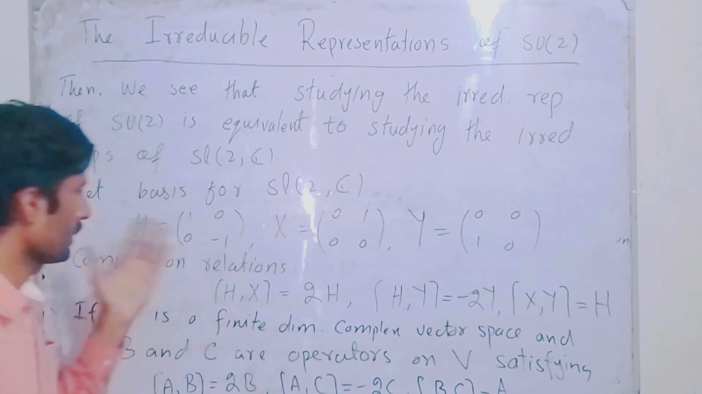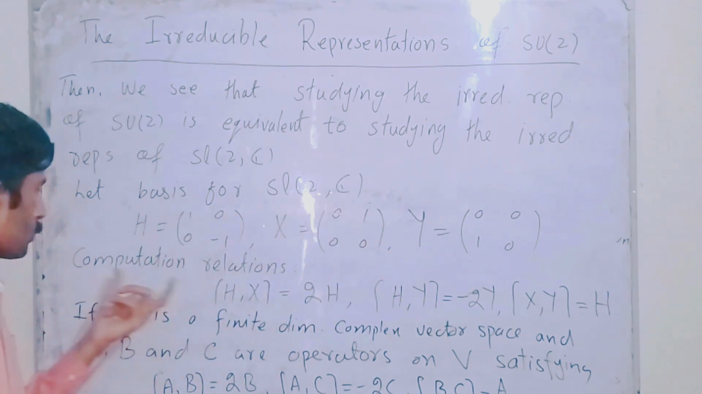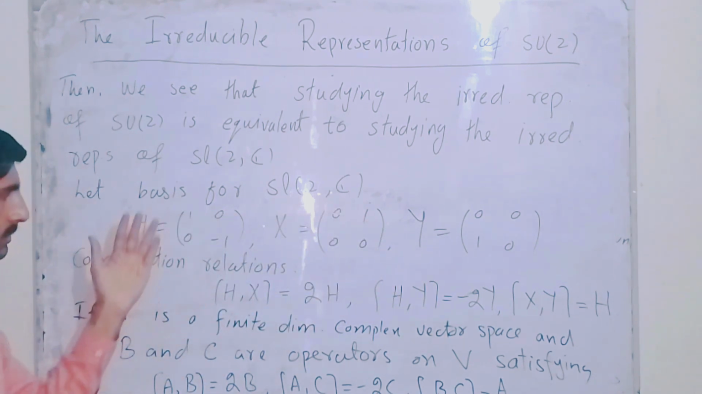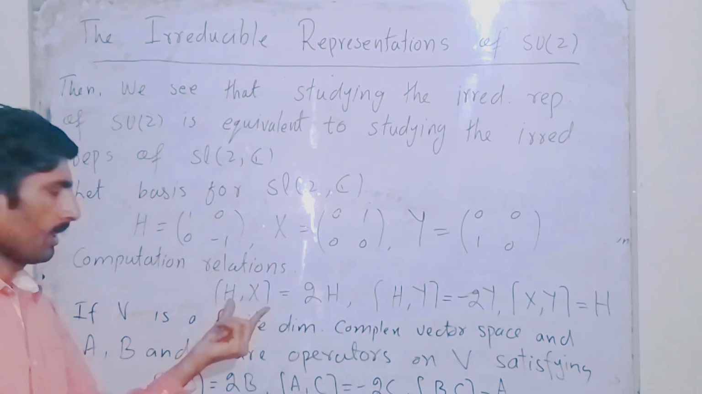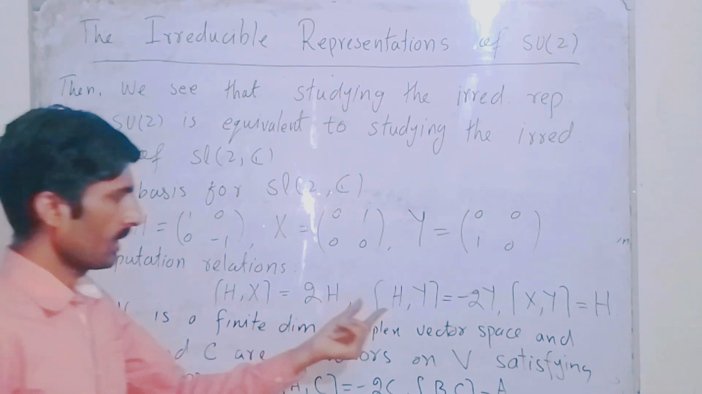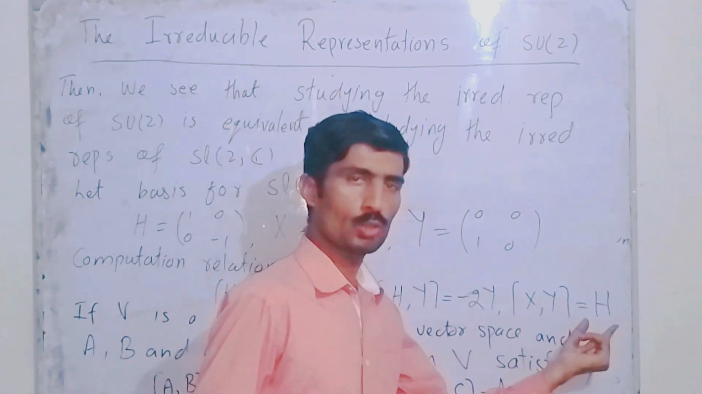We have three basis elements, right? H, x and y, right? So the commutation relations of this basis are: the bracket of h and x is equal to 2x, the bracket of h and y is equal to minus 2y, and the bracket of x and y is equal to h, right?